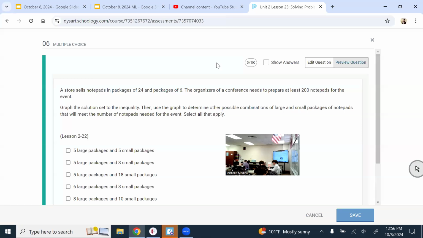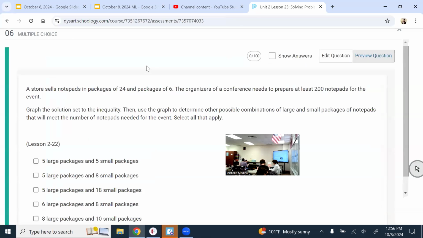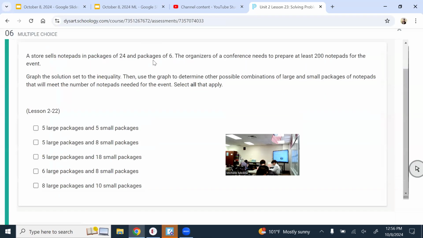Number 6 on today's practice. A store sells notepads in packages of 24 and packages of 6. The organizers of a conference need to prepare at least 200 notepads for the event. Graph the solution set to the inequality, then use the graph to determine other possible combinations of large and small packages of notepads that will meet the number of notepads needed for the event and select all that apply. Okay, so kind of a beefy question.